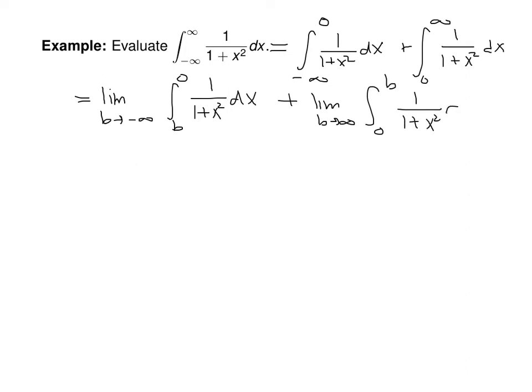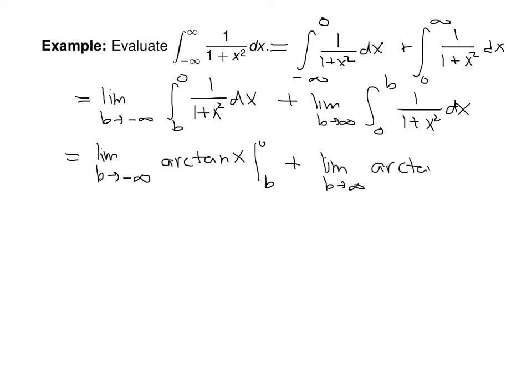And just a note, you don't have to use 0. You can use whatever number you want. You should get the same answer either way, but 0 is just a nice, easy number. So now when we antidifferentiate 1 over 1 plus x squared, in both cases, same function, we get arctan. So limit b goes to minus infinity, arctan x evaluated from 0 to b, plus the limit as b goes to positive infinity, arctan x evaluated from 0 to b.